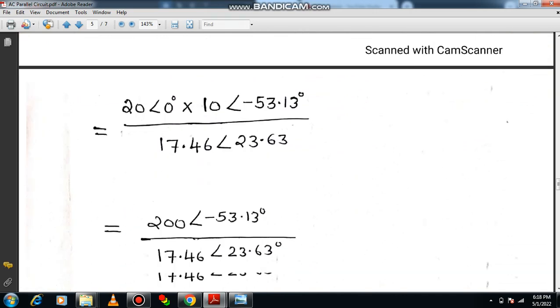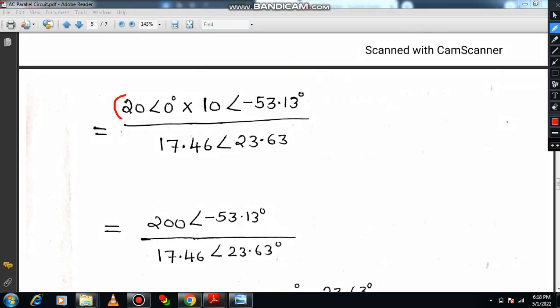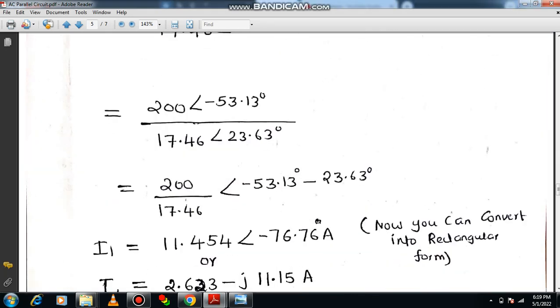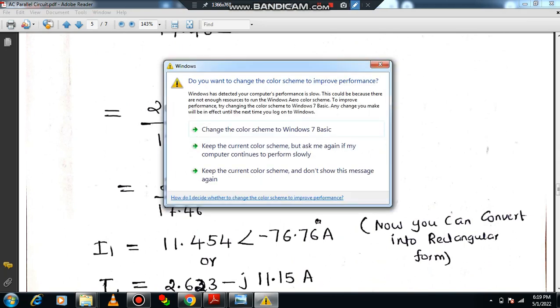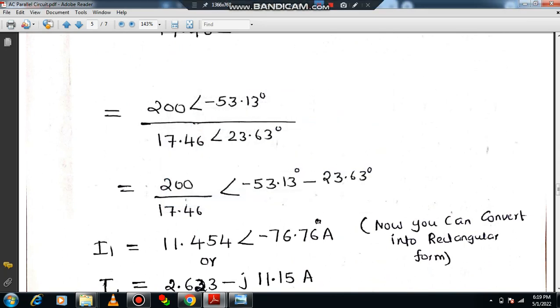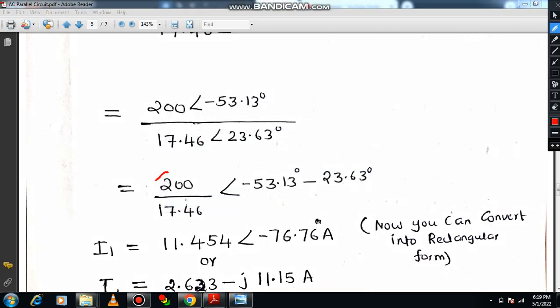Now what you can do? Look at the numerator. So this can be multiplied. Magnitude can be directly multiplied. 20 into 10 means 200. So 0 degree and minus 53.13 can be added directly. That will be minus 53.13. Denominator you keep as it is, like this. Now numerator and denominator you can do the simplification. How to do the simplification? Very simple. You can write direct division. Perform the direct division, 200 by 17.46.